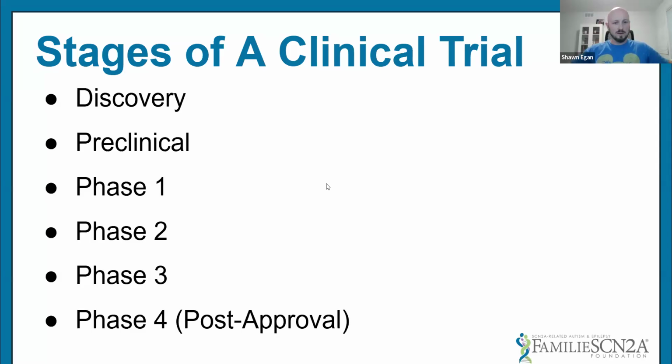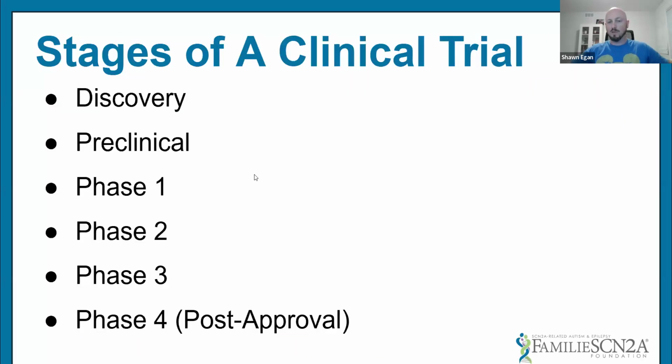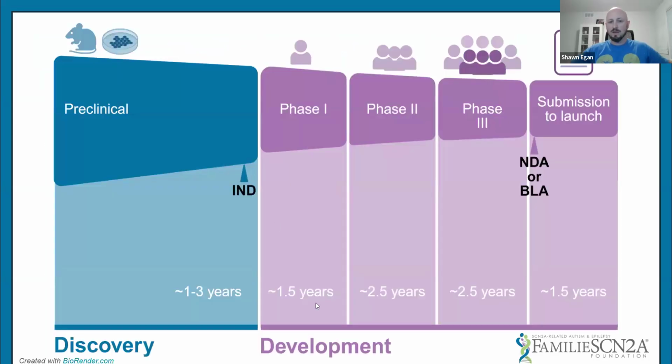I guess we can go on to the next slide here. We mentioned the open label extension and why sometimes it's appealing to enroll in an early phase trial. That's because it takes a long time to get a drug approved. These are just some rough estimates of what a drug could take to get approved.